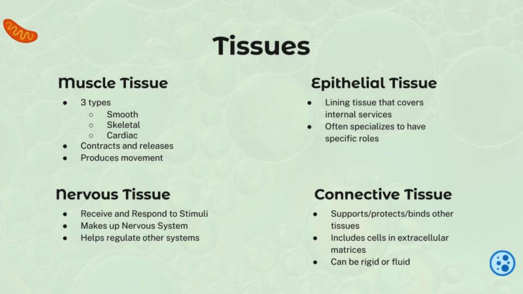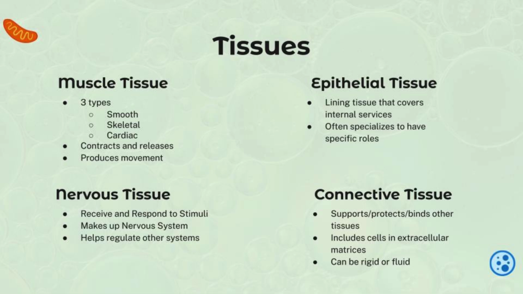Epithelial tissue is lining tissue that covers internal surfaces. So epithelial, think of like the inside of your stomach or the inside of your intestines, things like that. Those are epithelial. They have very, very specialized roles. You would technically have epidermal tissues, which are on the outside of your skin and form the protective layers.